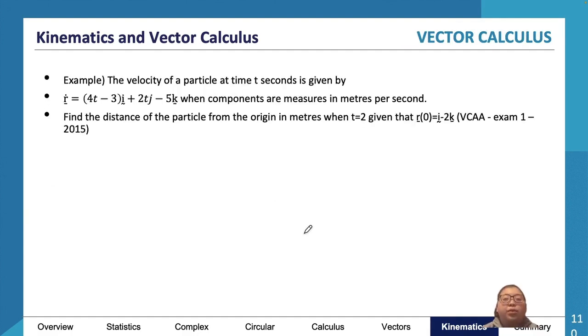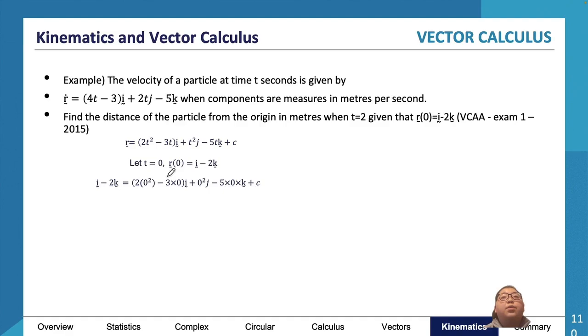So if we go through this example here, they want us to find the shortest distance from the origin when t equals 2, given that r0 equals i minus 2k. So what we want to do here is we'll have r equal to 2t squared minus 3t i plus t squared j minus 5t k, and that's by substituting this in and anti-differentiating, and then we'll have a plus c. When we substitute into it and rewrite to find what c equals, we'll get that c equals i minus 2k. Then we can substitute that back into the formula to give us our r equation overall.